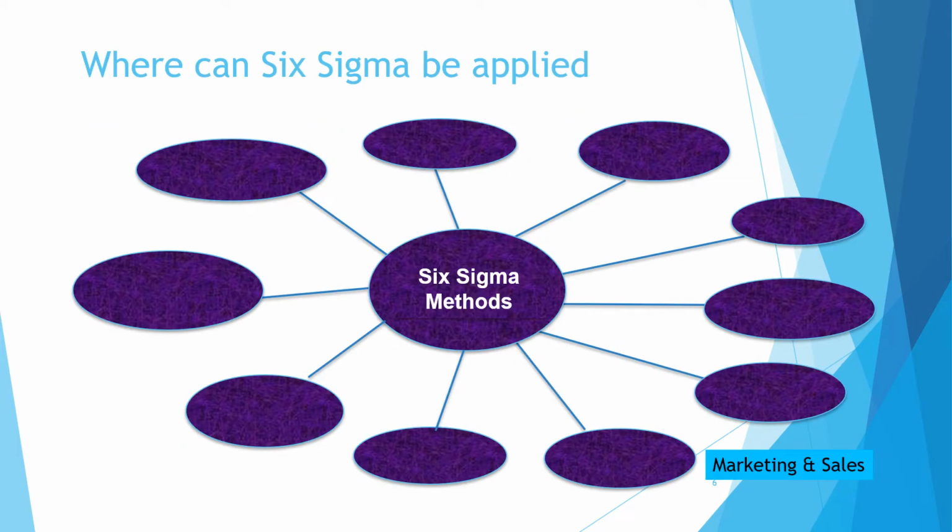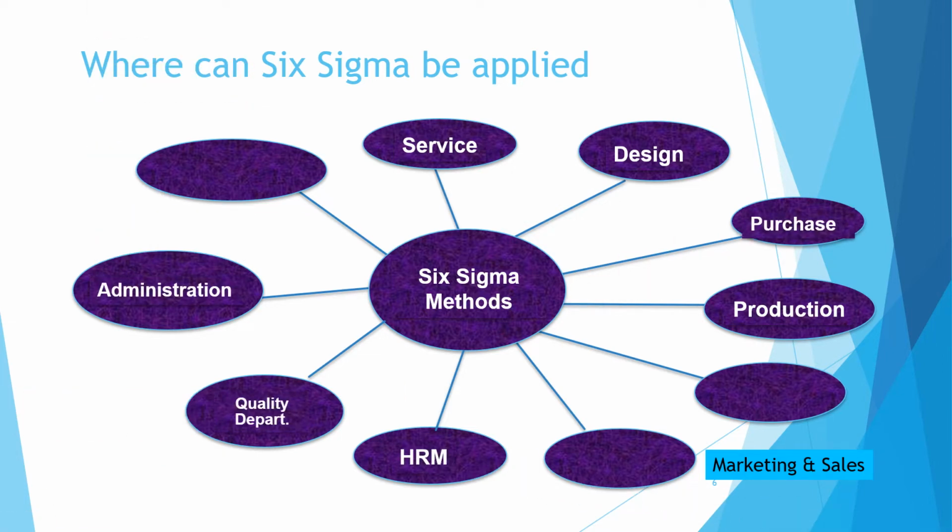So where can we use Six Sigma? Six Sigma can be used in production, design, service, purchase, human resources, administration, quality, management, marketing and sales, as well as IT. That indicates it can be applied all over the organization.